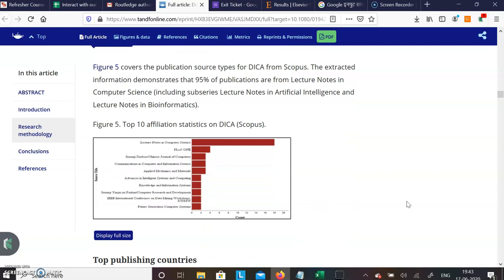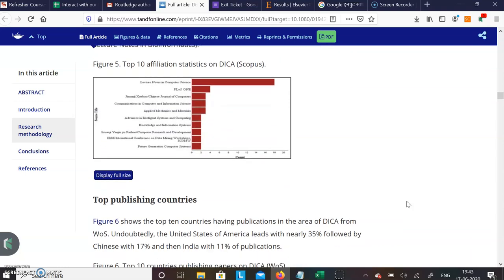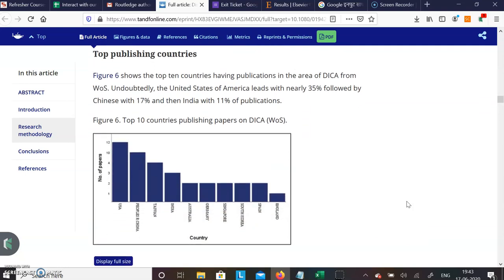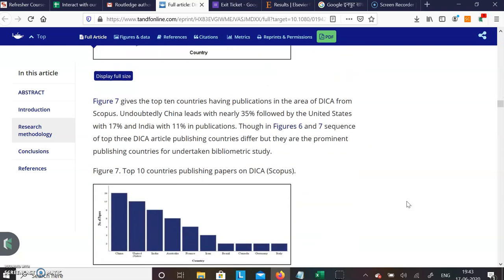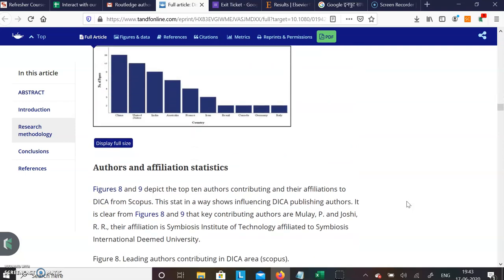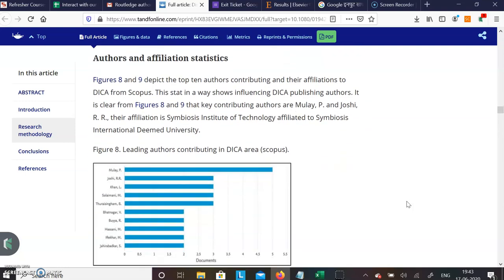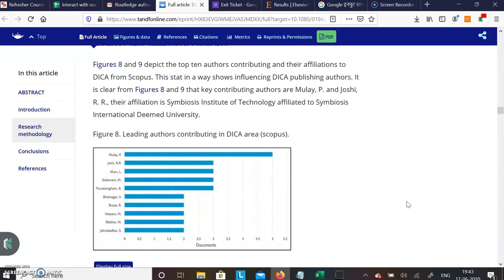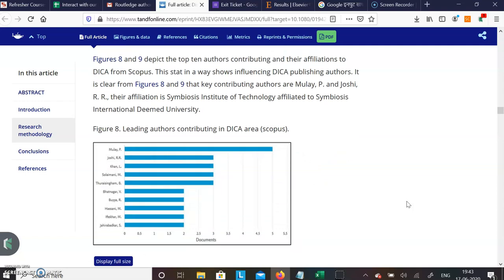Then the affiliation statistics of Scopus are given here, once again showing the top institutes engaged in DICA research. These are the top publishing countries from Web of Science. Here it is from Scopus. The authors and affiliation statistics are given in figure 8, fetched from Scopus, showing the leading authors contributing in the DICA area.